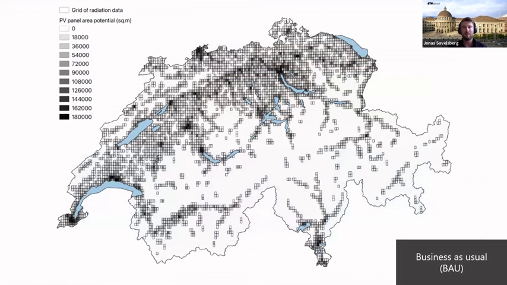Just to show you the map. This is Switzerland, and this is our business as usual placement. You can see the panel area potential in different parts of Switzerland, mostly installed in the northwestern part and in the Ticino region.